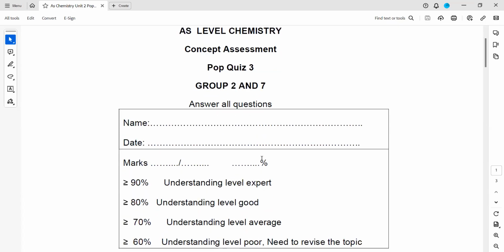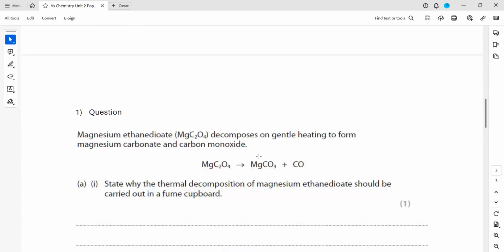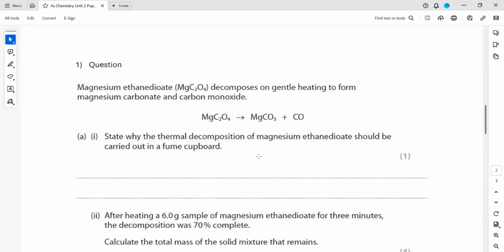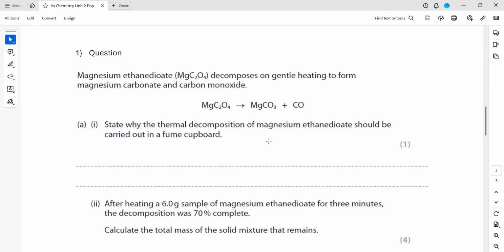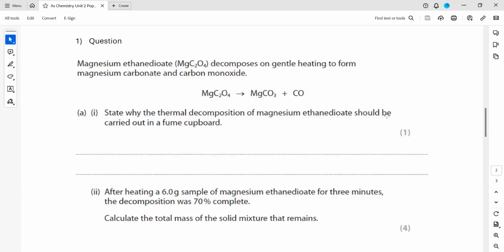So this was a pop quiz 3 related to group 2 and group 7 topic. The first question is: magnesium ethanedioate, MgC2O4, decomposes on gentle heating to form magnesium carbonate and carbon monoxide. State why the thermal decomposition of magnesium ethanedioate should be carried out in a fume cupboard.